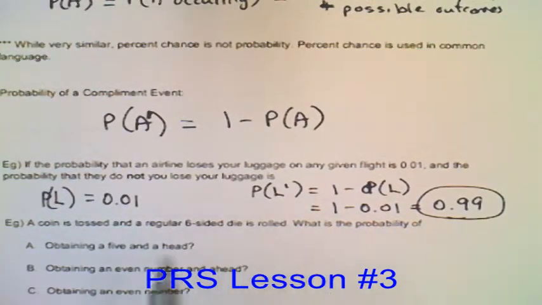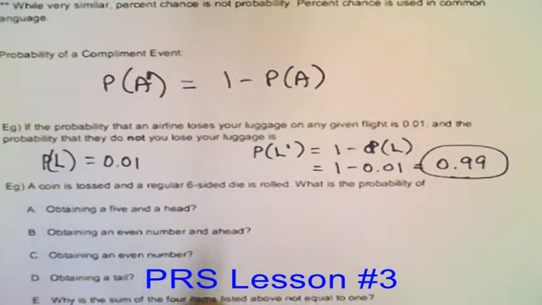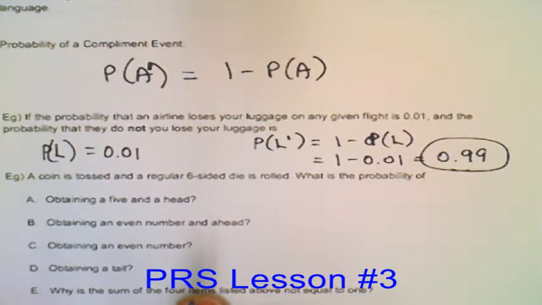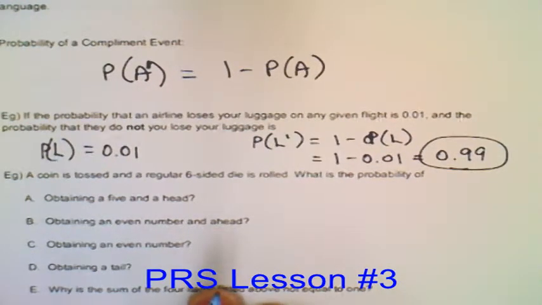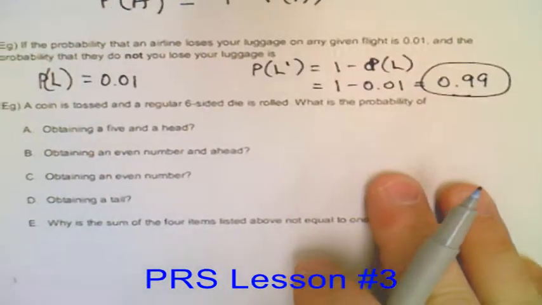That's complement events. Now, a coin is tossed and a regular 6-sided die is rolled. What is the probability of obtaining a 5 and a head? There's a lot of ways to do this.